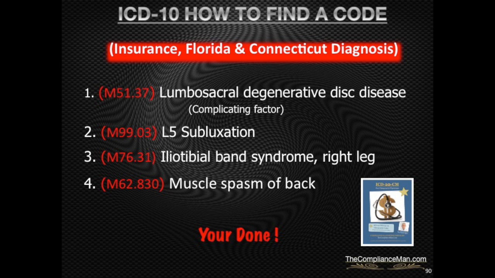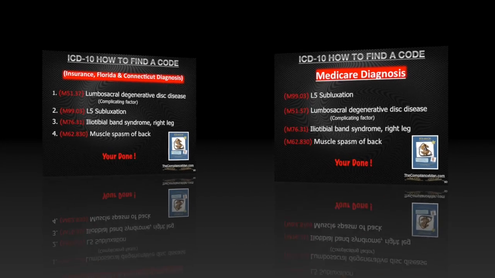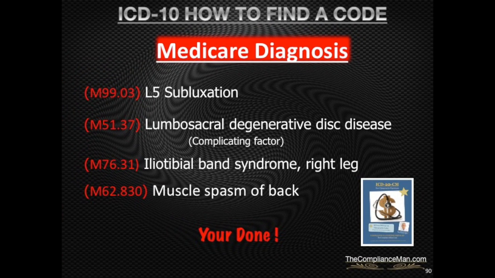M76.31, iliotibial band syndrome, right leg, remember the 1 means right leg. And then M62.830, muscle spasm of the back. And then you're done.